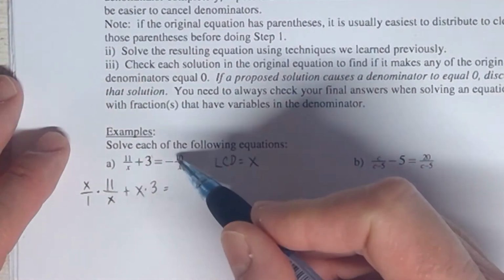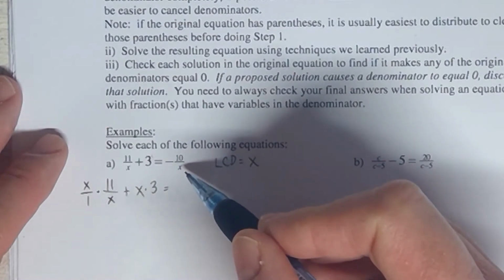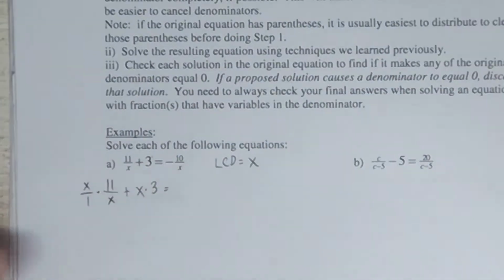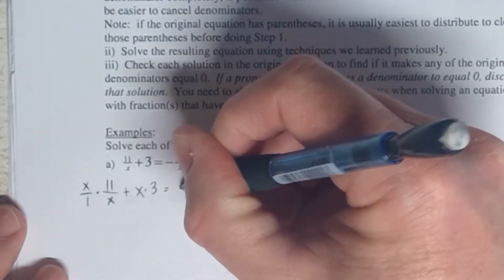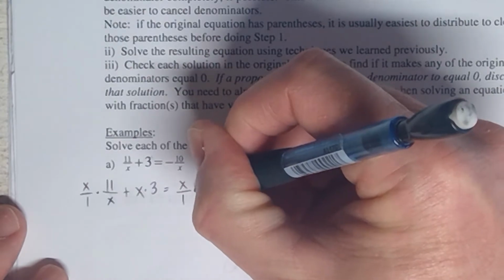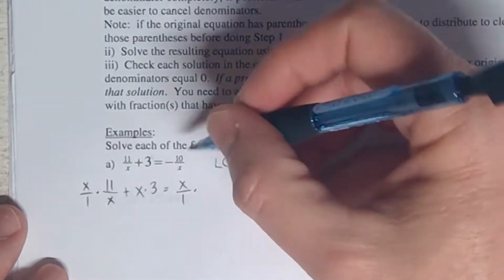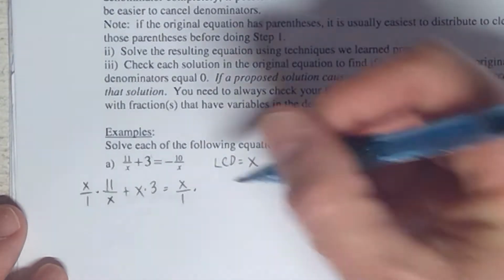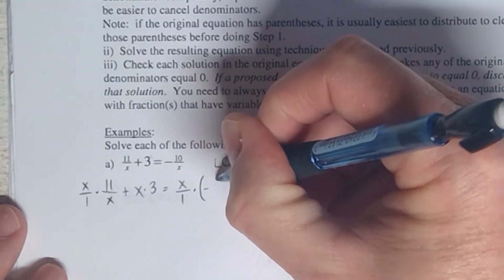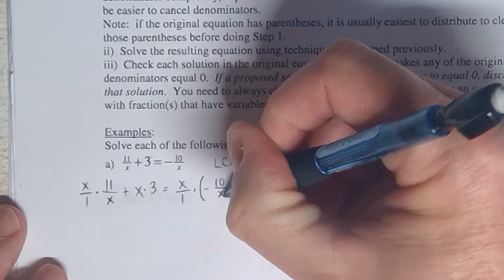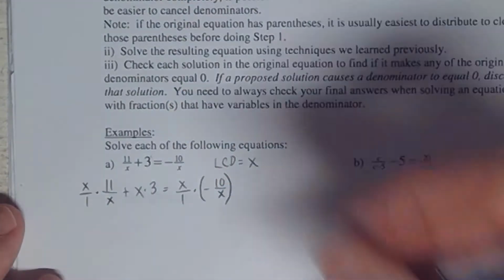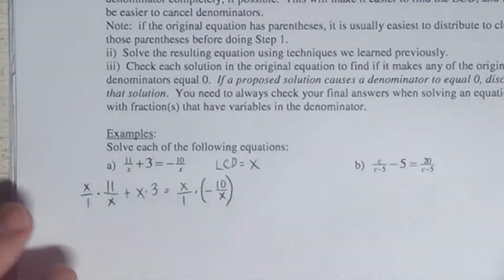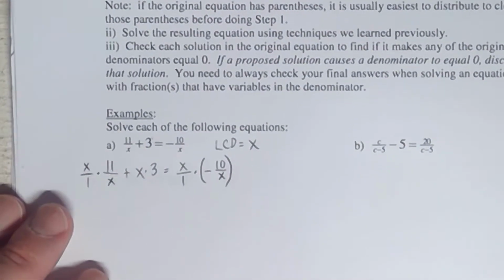Now, since this is a single fraction, not a fraction being added or subtracted to something else, we just multiply that one thing by x. And since we're multiplying by a fraction, I actually write it as x over 1. Here's the LCD right here, and I'm going to multiply it by negative 10 over x. I put the bracket there just because that's a negative fraction. When we multiply by a negative, you normally put a bracket around the negative. It's just how it's written.